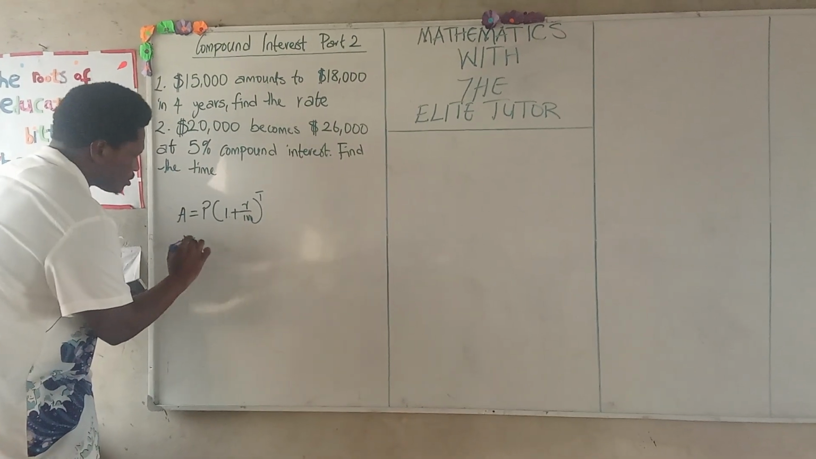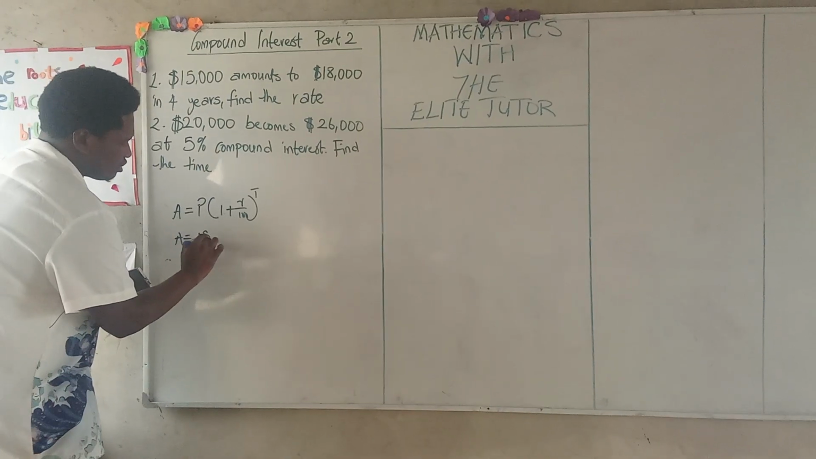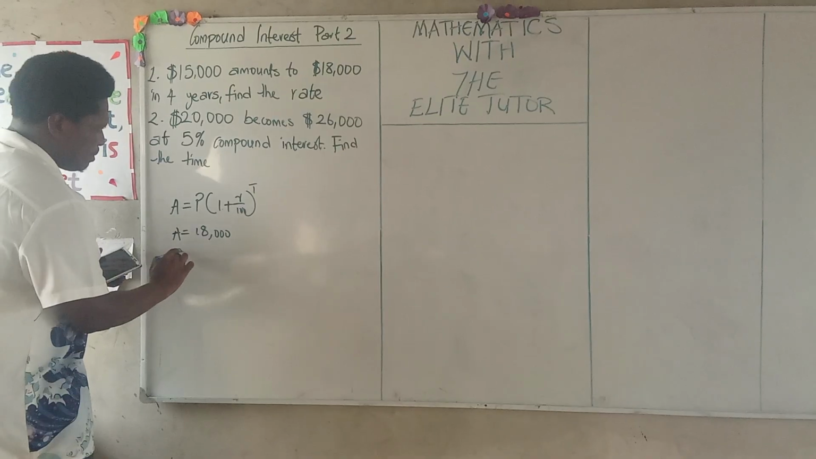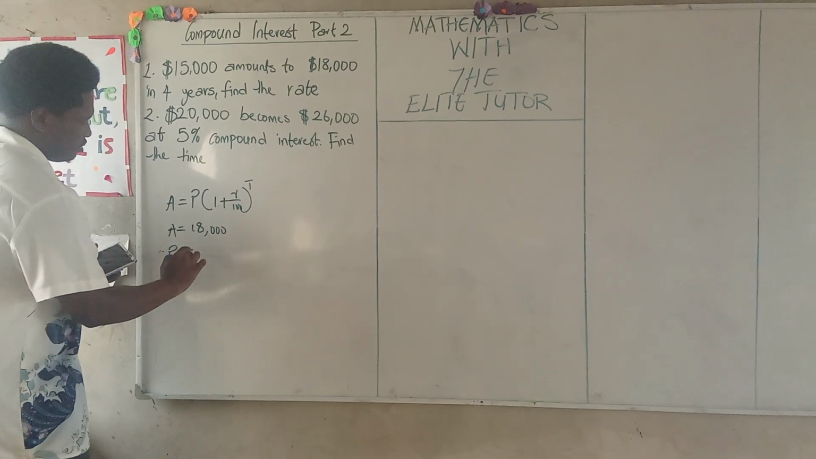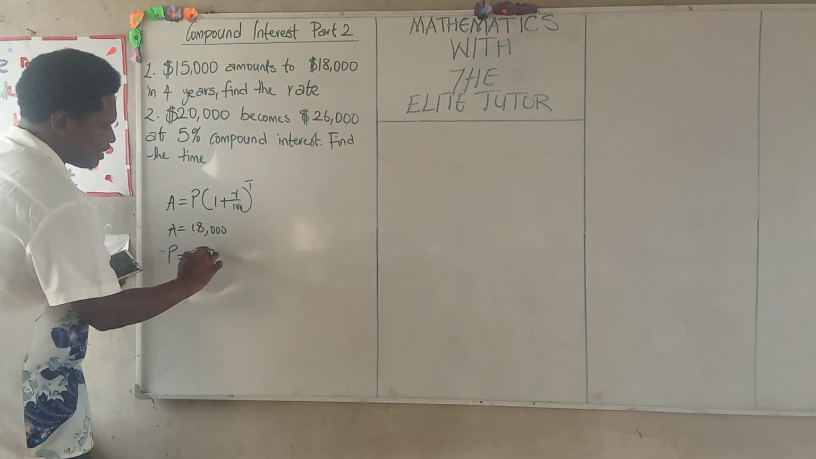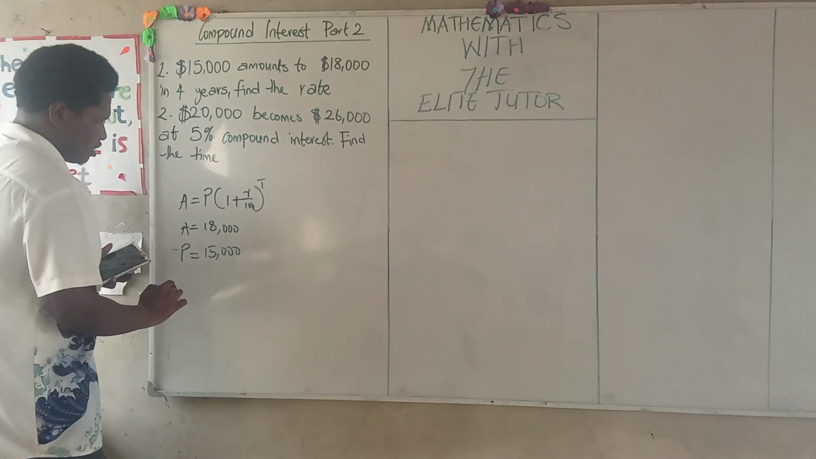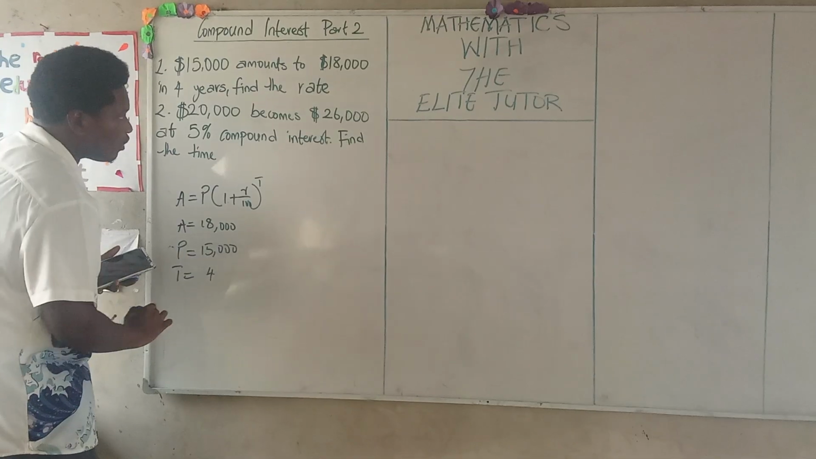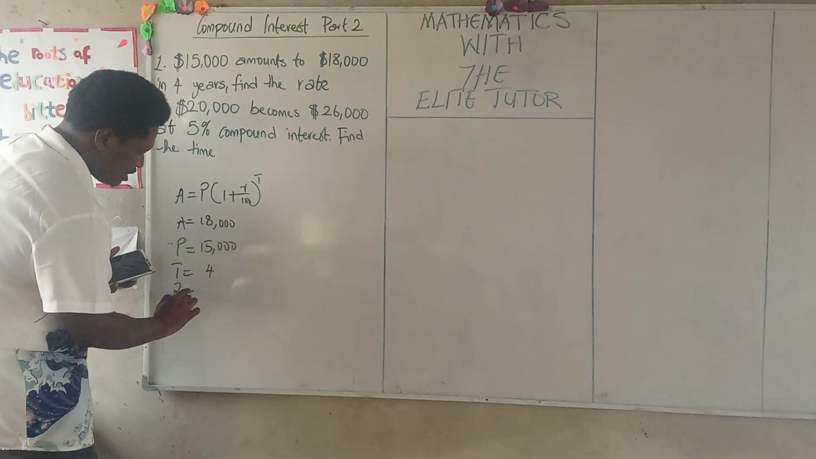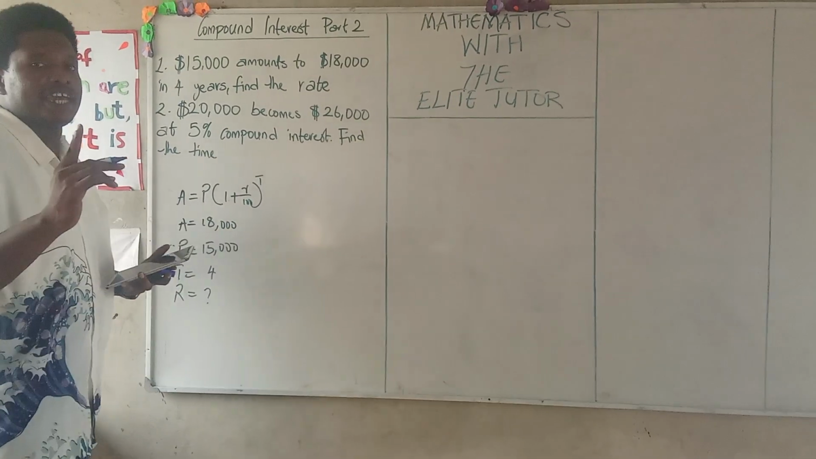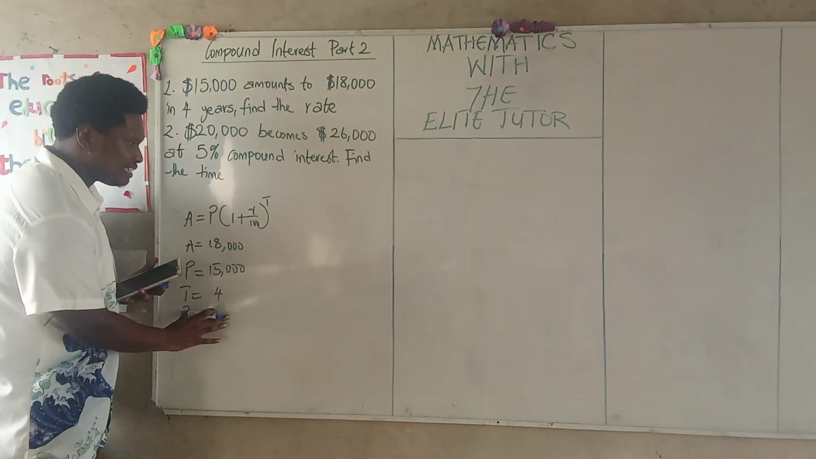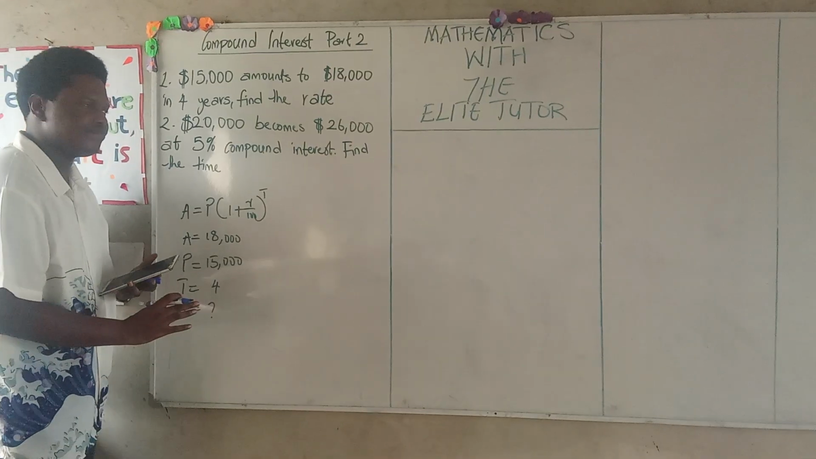Our amount is $18,000, while our P, our principal, which is the amount invested, is $15,000. And then our time is equal to 4, and our rate is unknown. So we are here to find the rate. So we are going to input our parameters into our formula.